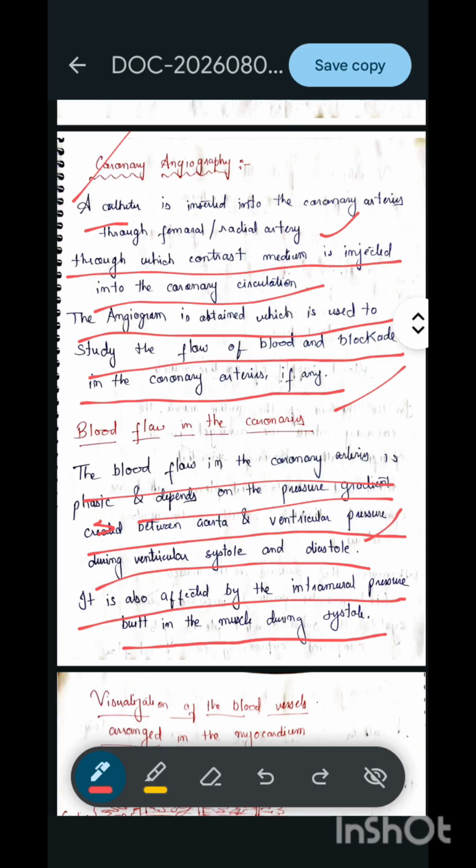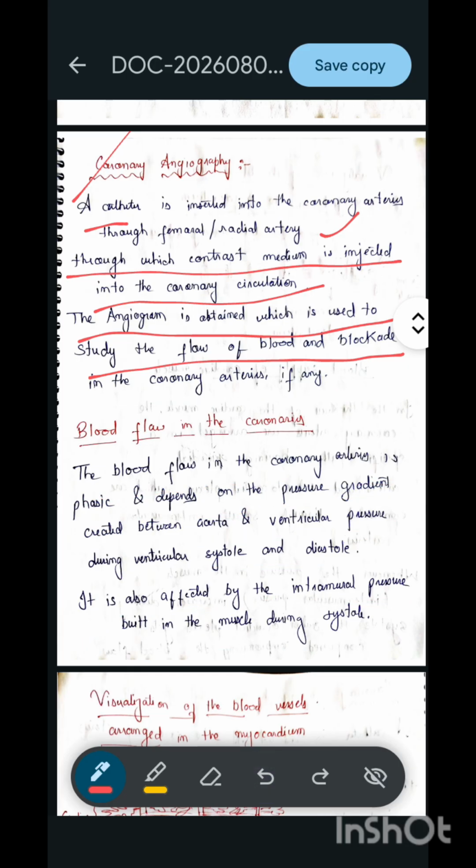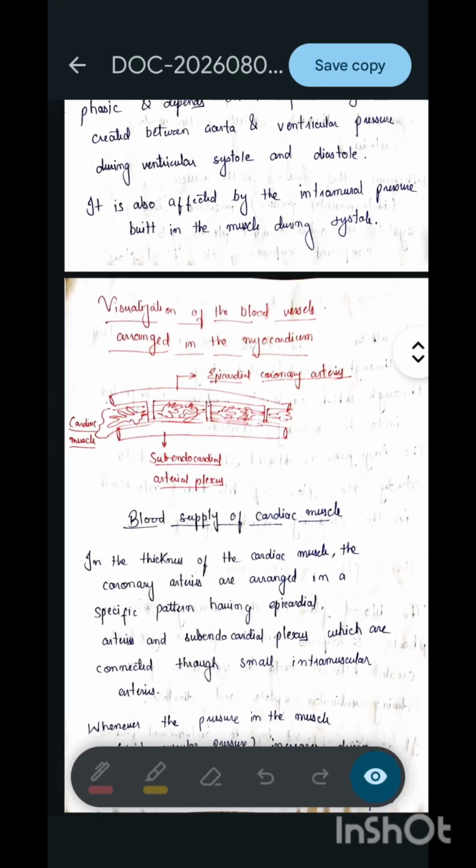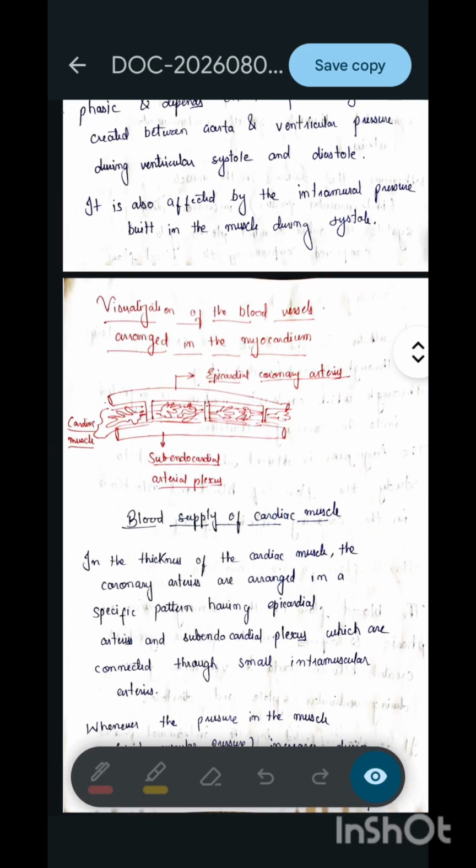So during ventricular systole and diastole the amount of blood flowing through the coronary artery varies, and this is also affected by the intramural pressure, the pressure which is built up in the muscles of the heart, in the myocardium, during systole. So you see the visualization of blood vessels which are arranged in the myocardium. This is the cardiac muscle, and above the surface we have the epicardial coronary arteries, and below the endocardium we have the subendocardial arterial plexus. So this is a peculiar arrangement.